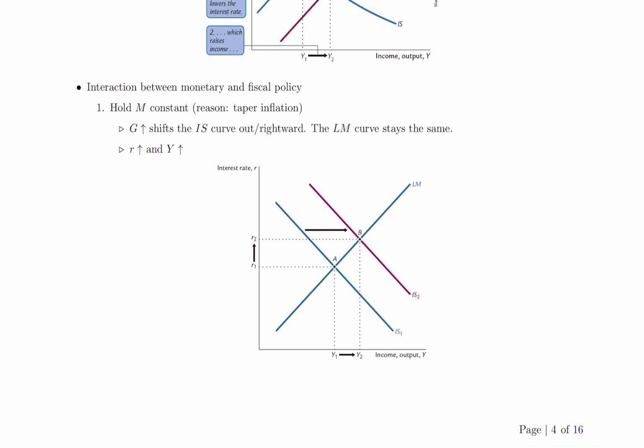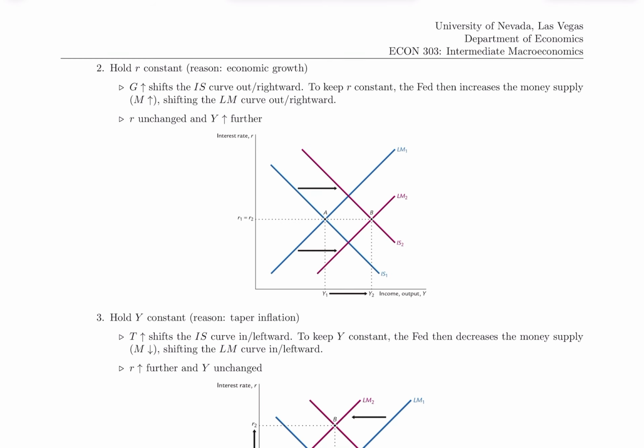Monetary and fiscal policy interaction. 1. Hold M constant. G increases, shifts IS out or rightward. LM stays the same. As a result, both interest rate R and output Y rise. 2. Hold R constant. G increases, shifts IS out or rightward. To keep R constant, M increases. Then LM shifts out or rightward. As a result, interest rate R remains unchanged, and output Y rises further.